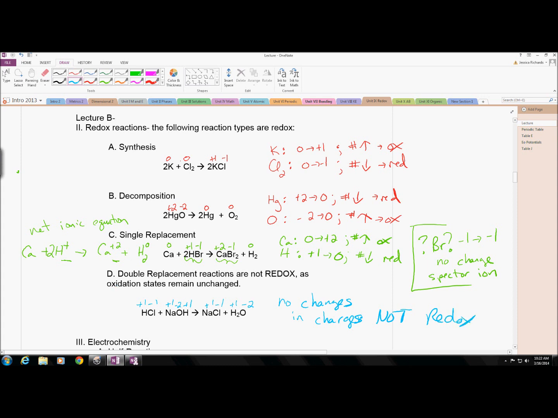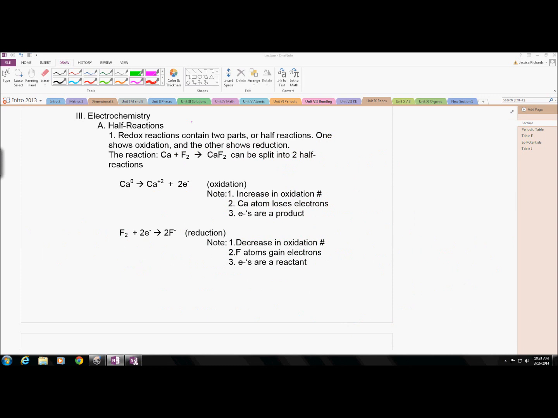Double replacement reactions are never redox. The other 3 might not be redox. They might be redox. You have to assign numbers to find out. Double replacement are never redox. Never.